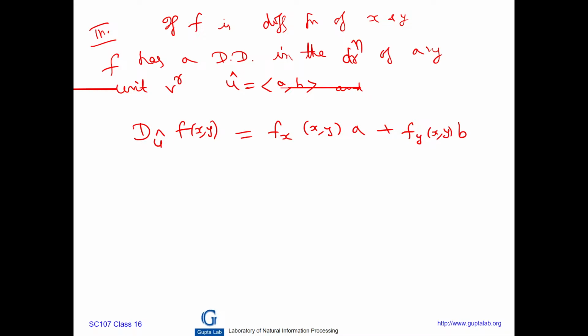So what we do here, we define g to be a single variable function of h as f of x naught plus ha, y naught plus hb. So basically, f of x comma y was the two variable function. Substitute x equal to x naught plus ha and y equal to y naught plus hb, and this whole thing is a function of h. I am calling it g of h.